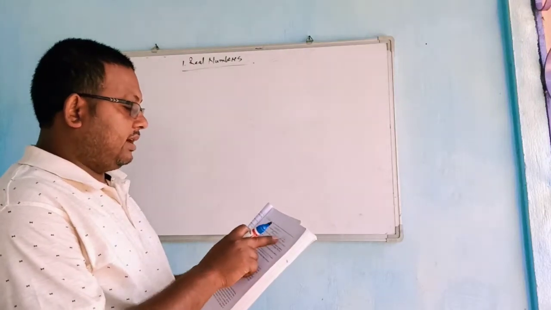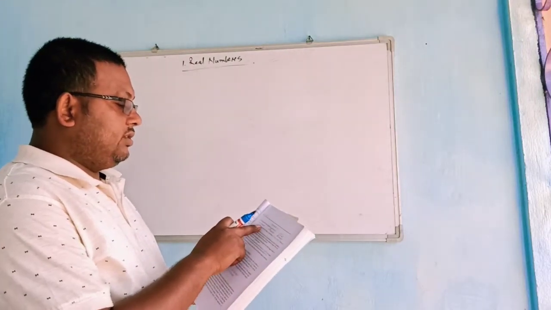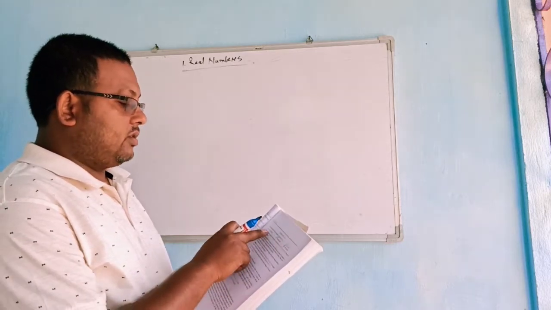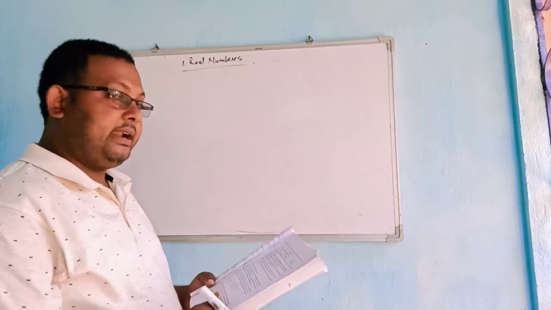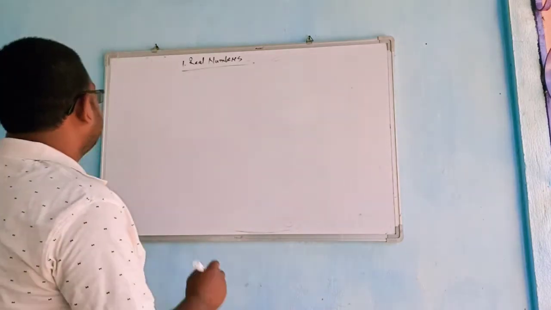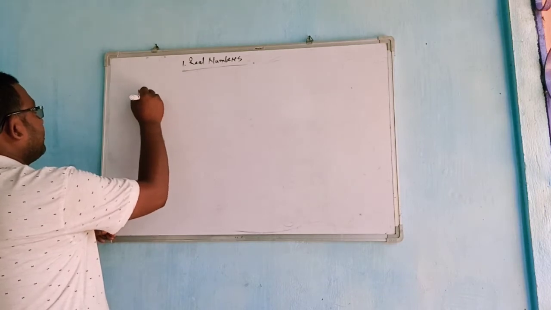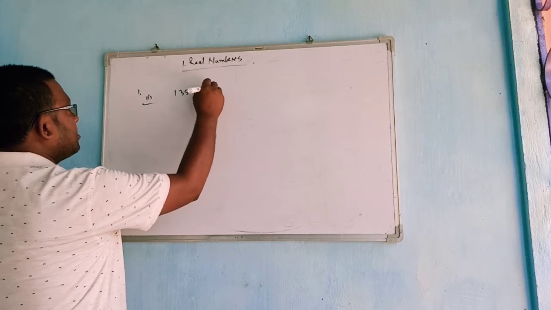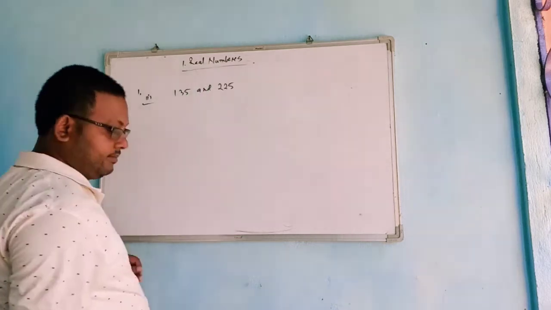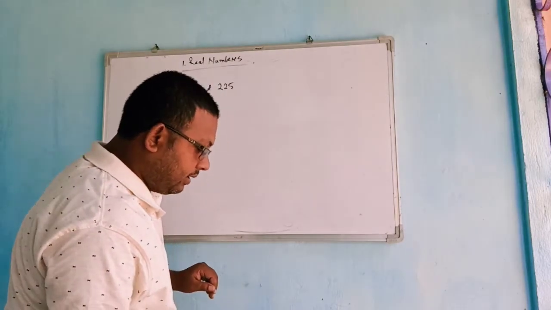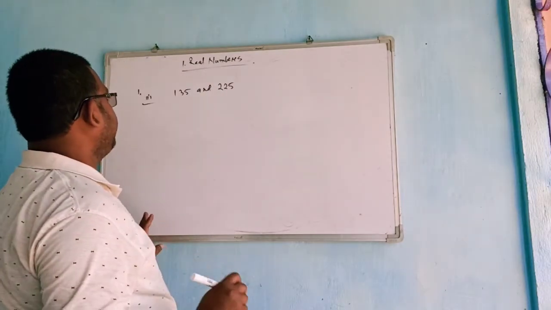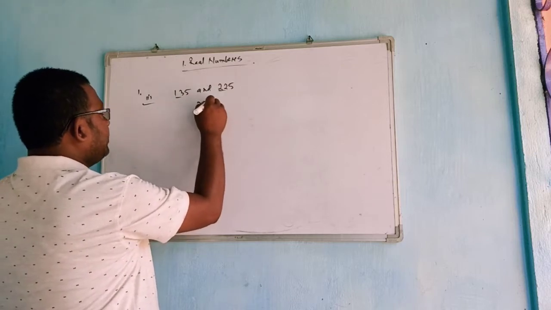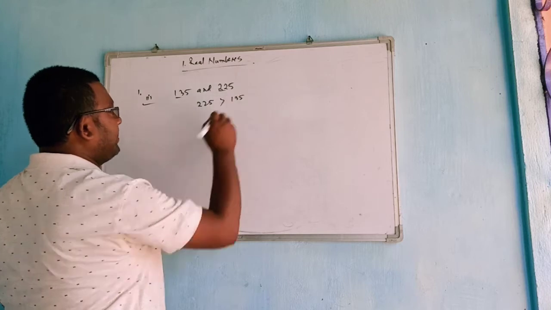Exercise 1.1. The first question is: use Euclid's division algorithm to find the HCF of the given numbers. Question number 1, the first part, is 135 and 225. Check it again, 135 and 225. Now, from these two numbers, which one is the greater? 225 is greater than 135.